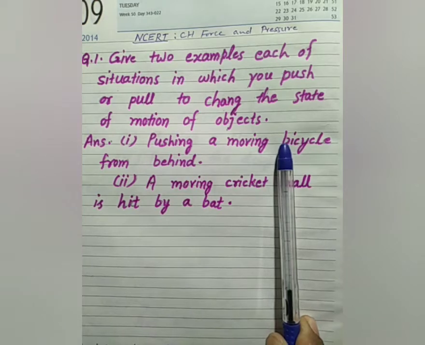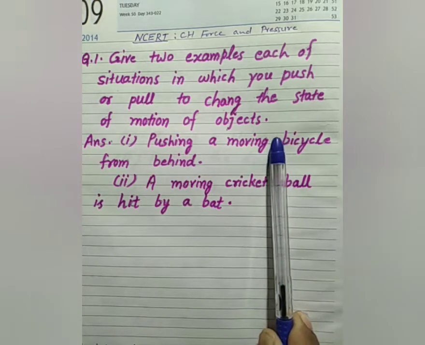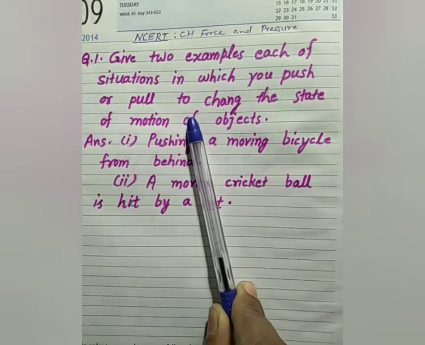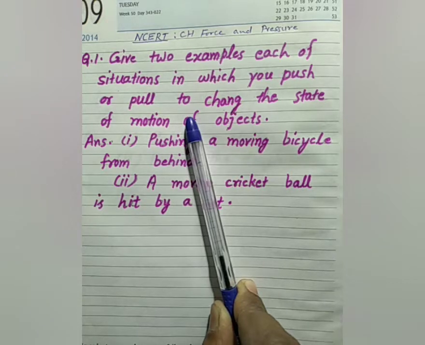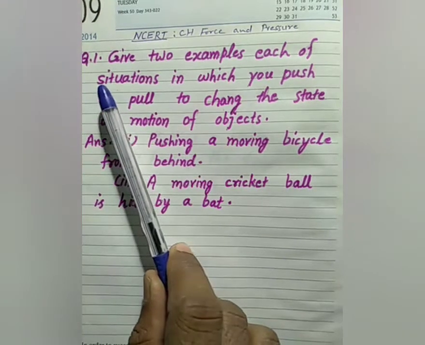Today we are going to discuss the NCERT exercise of the chapter Force and Pressure. Here it's question number 1, as you can see on the screen. You have to give two examples each of situations in which you push or pull to change the state of motion of objects.